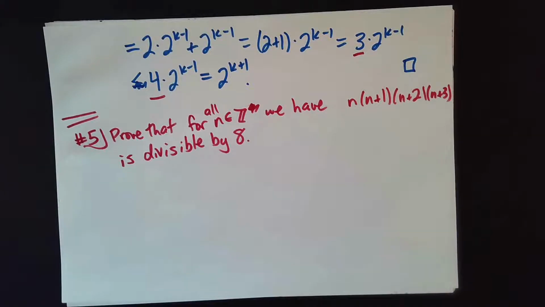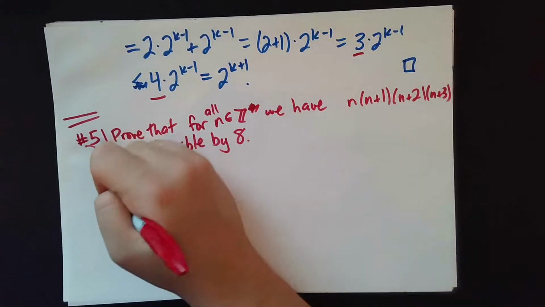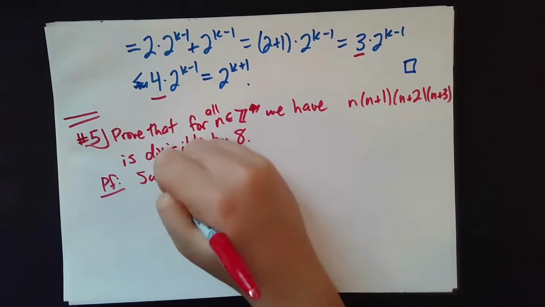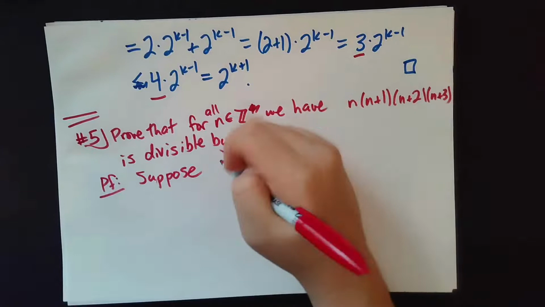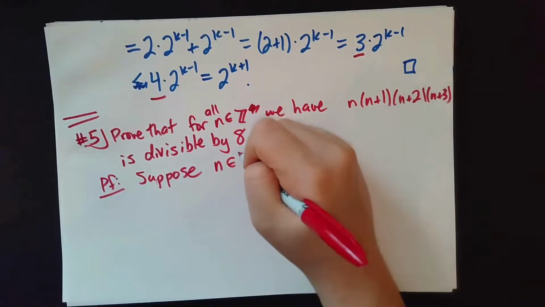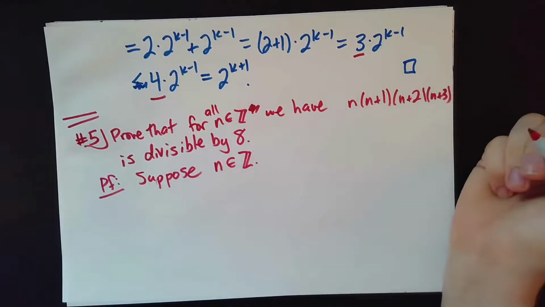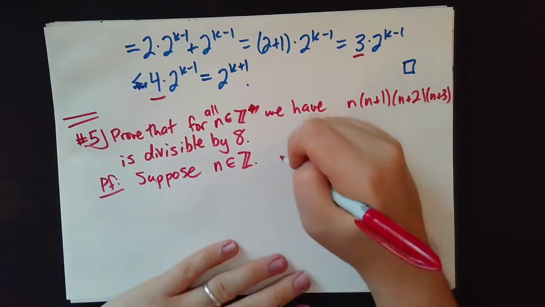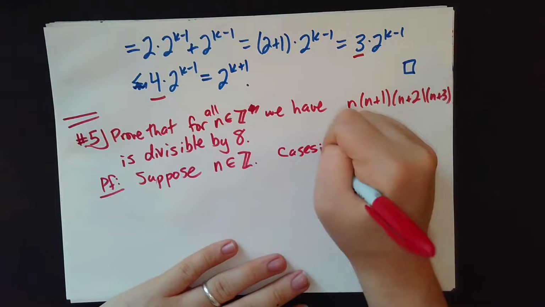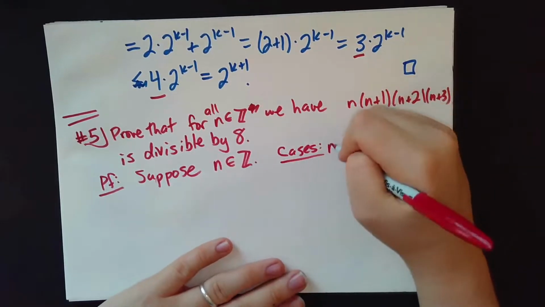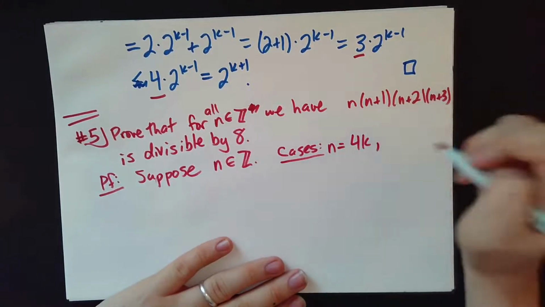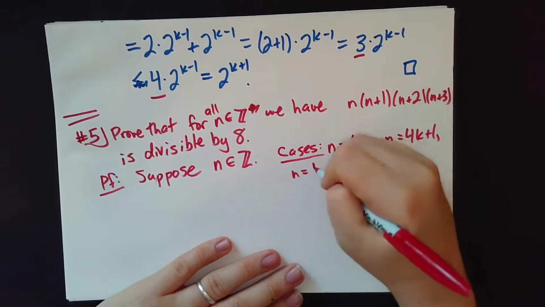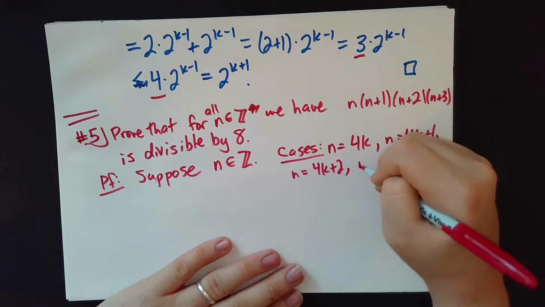Okay, so this is a proof by cases. So we're going to suppose that n is an integer. And then we're going to break into cases mod 4. So our cases here are going to be that n is 4k, n is 4k plus 1, n is 4k plus 2, and n is 4k plus 3.